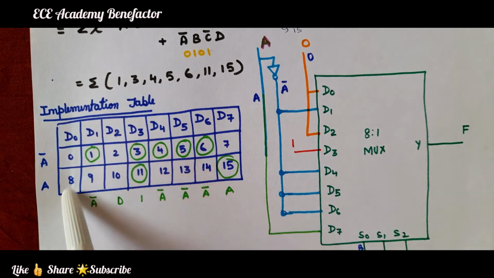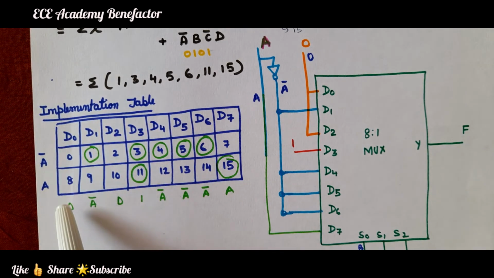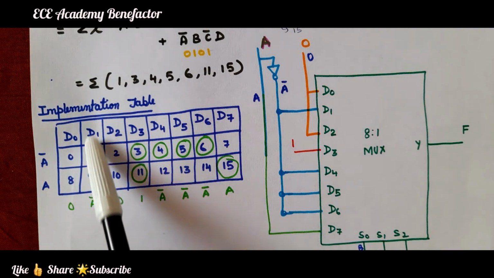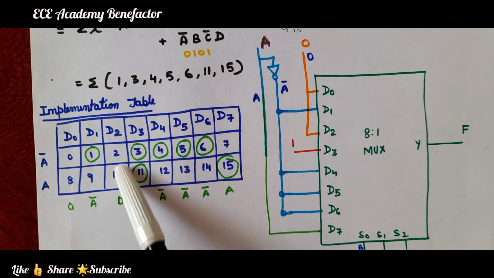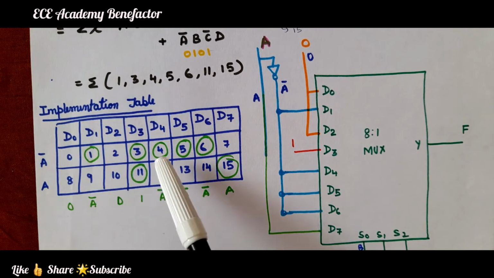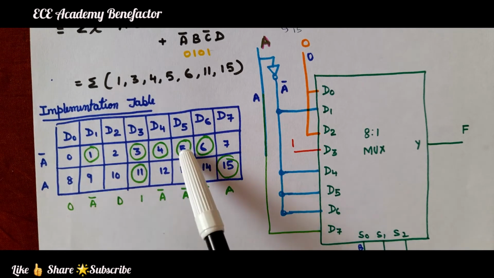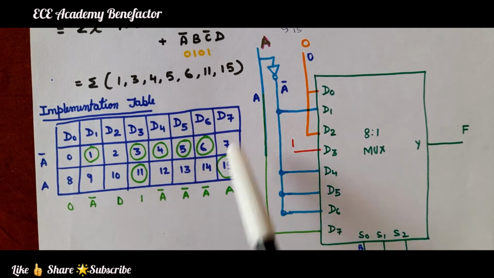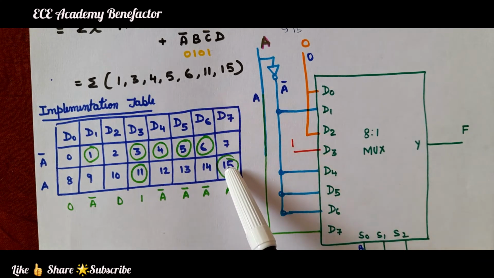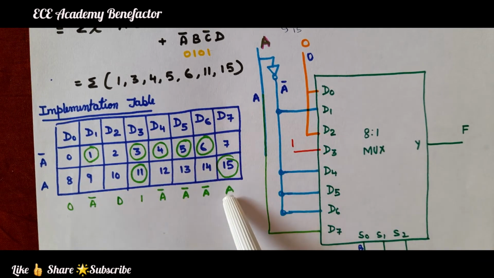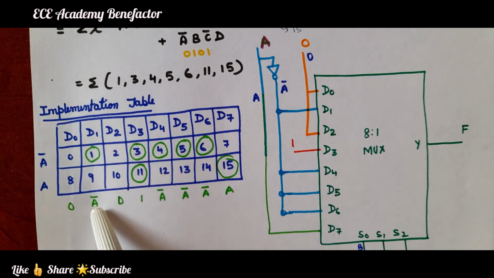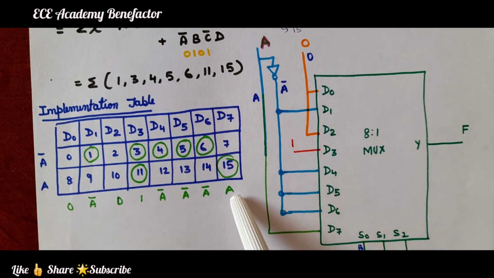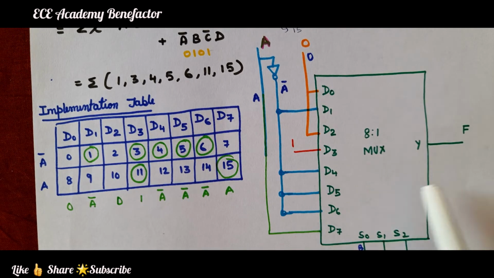Looking at the D0 column, none are circled, so we write it as 0. Here in the D1 column, the above one is circled, so it is representing A bar. Here none are circled, so 0. Both are circled, so 1. Here the above one is circled, so A bar. Above one is circled, A bar. Above one is circled, A bar. In this D7 column, the bottom one is circled, so it is A. So now what we understand from this implementation table is that the input D0 is to be connected to 0, D1 is to be connected to A bar and so on, D7 is to be connected to A, which is shown here.